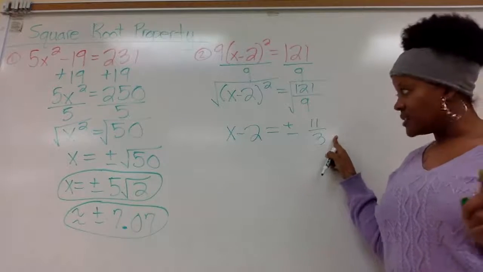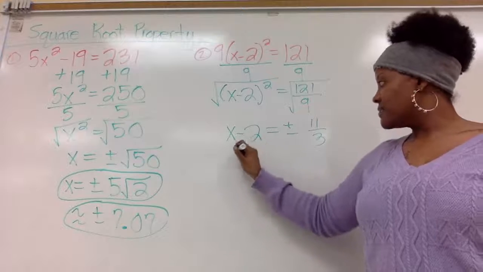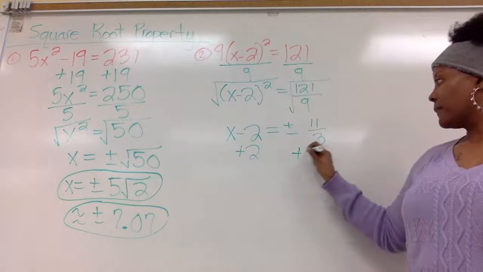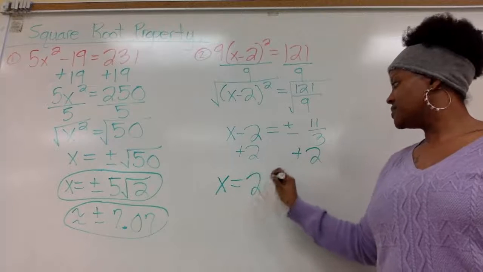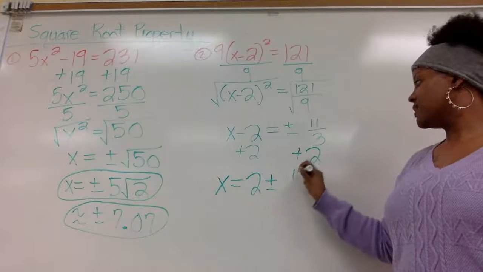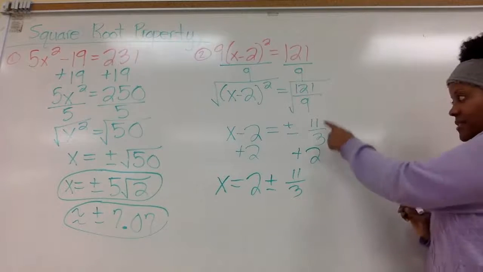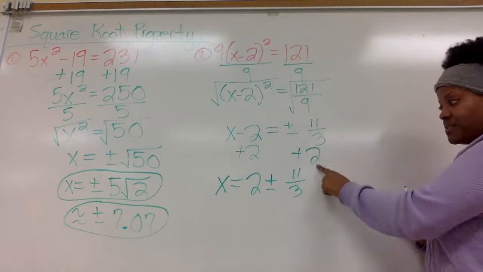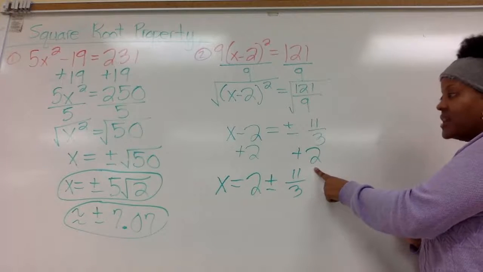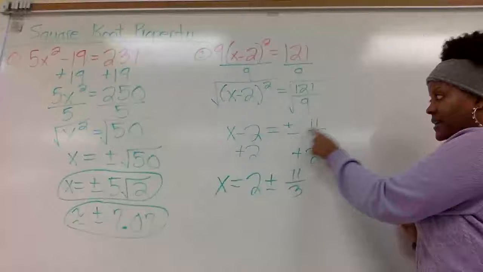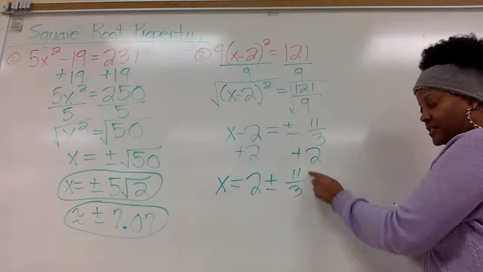And I got one more step. We're trying to get x by itself. So I need to add 2 to both sides. So x equals 2 plus or minus 11 thirds. I put the 2 in the front instead of having it right here with the fraction. In just a minute, I am going to separate it and get my 2 answers. So 2 plus or minus 11 thirds.